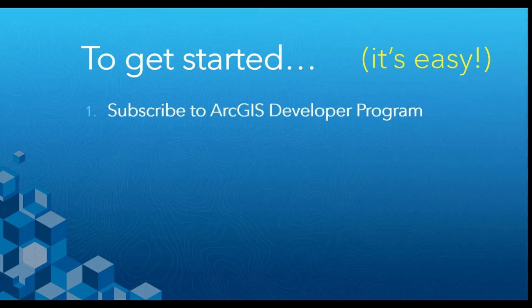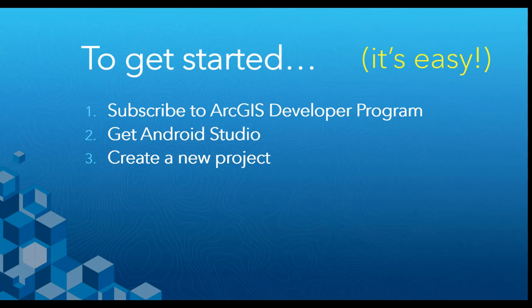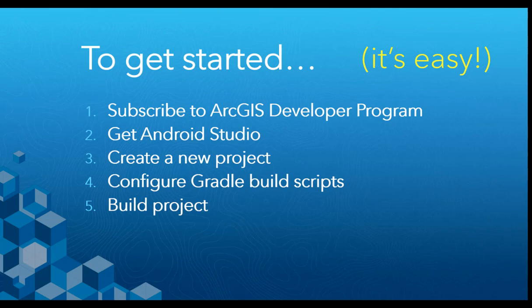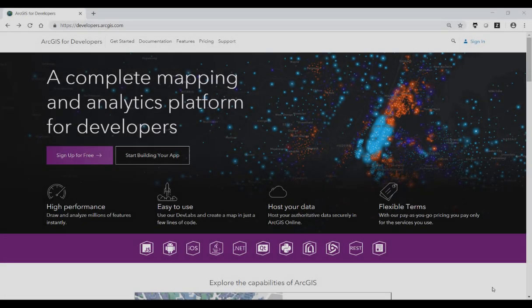My name is Eric, and today we're going to show you how to get started with the ArcGIS Runtime SDK for Android. It's quite easy, actually. And what we're going to show you is, first, how to subscribe to the ArcGIS Developer Program for free. Next, we're going to show you how to get Android Studio and configure it in your development environment. Then we'll show you how to create a new project within Android Studio. We'll show you how to configure the Gradle build scripts to download all of the libraries and resources you'll need to develop ArcGIS applications. We're going to build that project and we'll start coding.